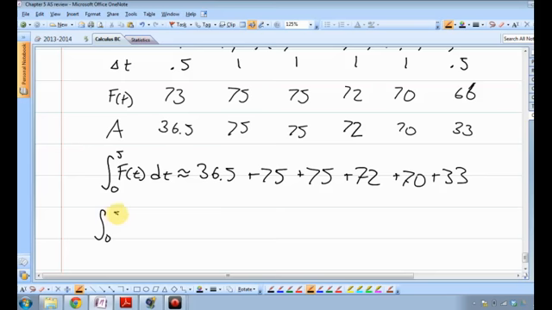And so the integral from 0 to 5 of f(t) is approximately 361.5. Someone have that? 361.5. I can't believe I memorized that.